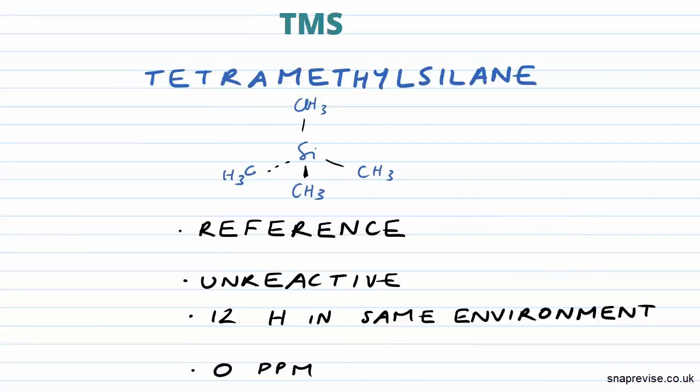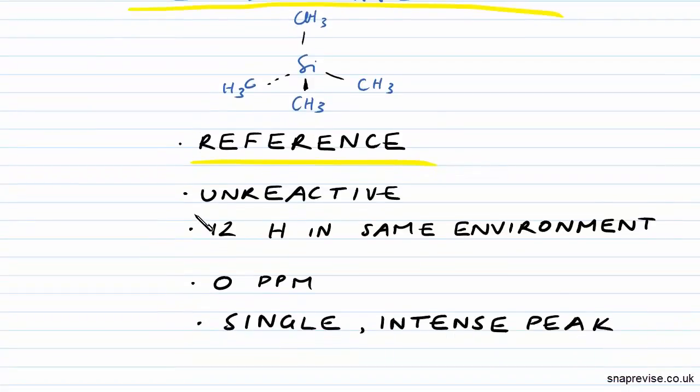So, what is TMS? Well, TMS stands for Tetramethylsilane, and it has this structure here. You can see it has a central silicon surrounded by 4 CH3 groups. This is used as a reference point on our NMR spectra. That's for many reasons. The first is that TMS is unreactive. The second is that you can see it has 12 hydrogens in the same environment.